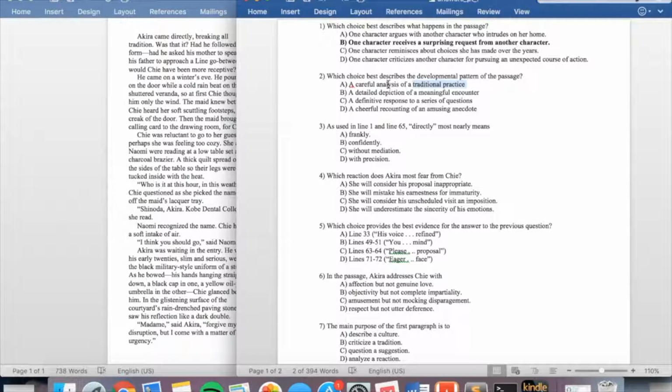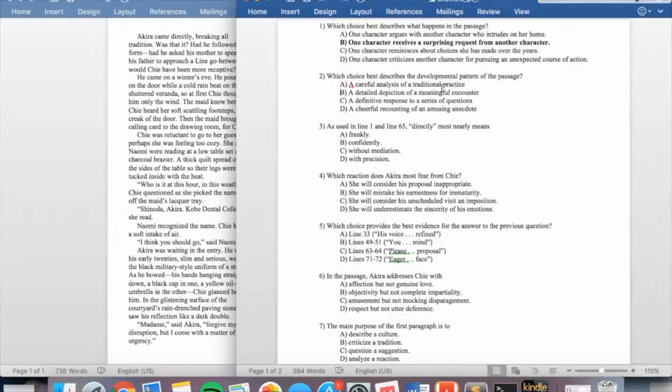But it's not an analysis of this practice. The passage only goes so far as to say that he broke that practice. So the first part of that sentence is not right. The second is. And that's what you're going to see a lot in these types of questions. You'll see a case where it's broken into several parts, and maybe part of the answer is correct, but part isn't. So what we're looking for here is the answer, both of whose parts are correct and clearly have to do with the passage. So B, a detailed depiction of a meaningful encounter.